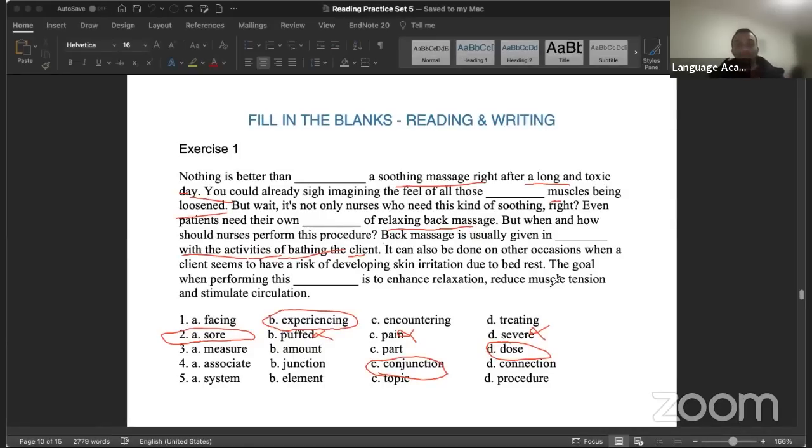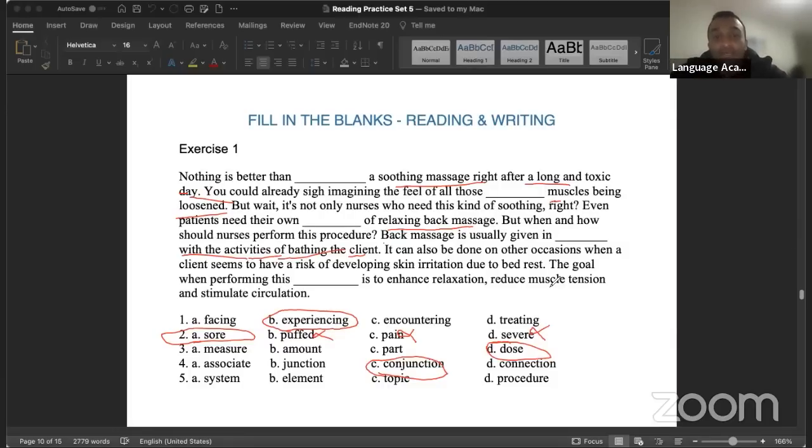So that is why the right answer will be conjunction. Junction is not the same. Junction is something totally different. Junction means where two tracks or two roads meet, so that's called a junction. That won't be the case over here.